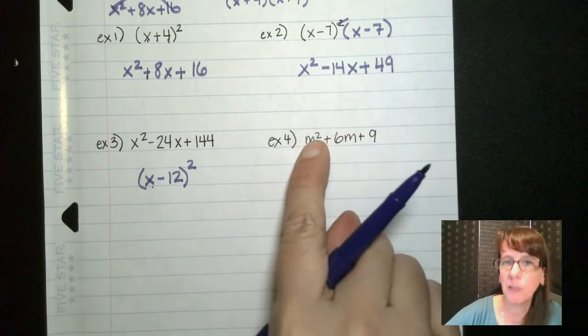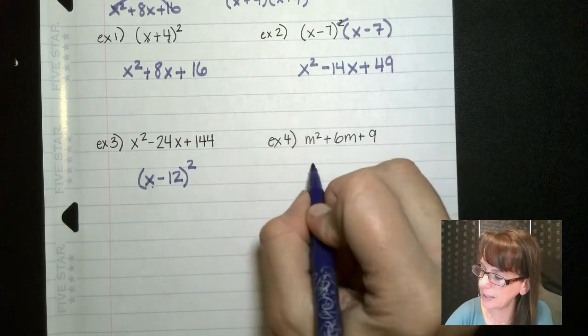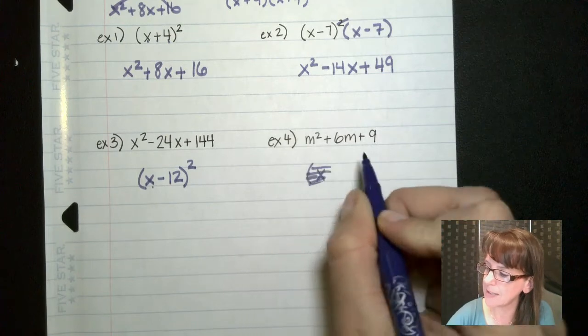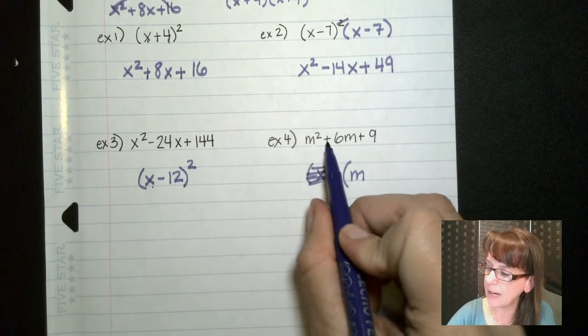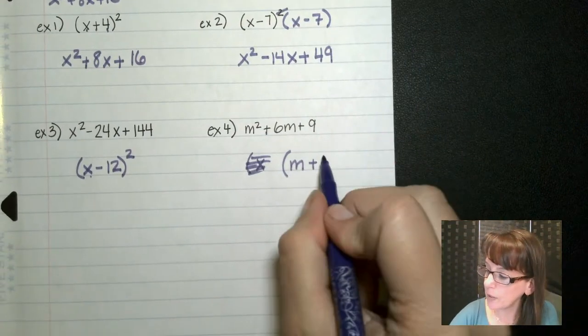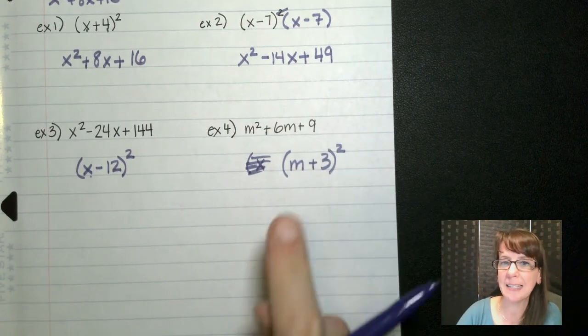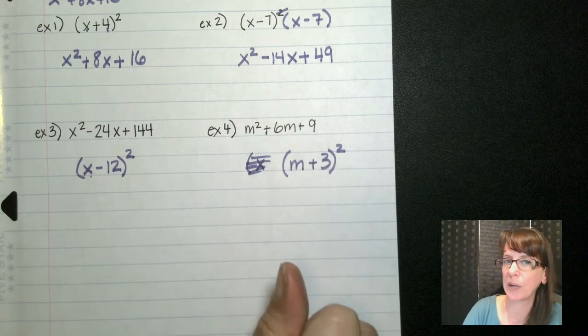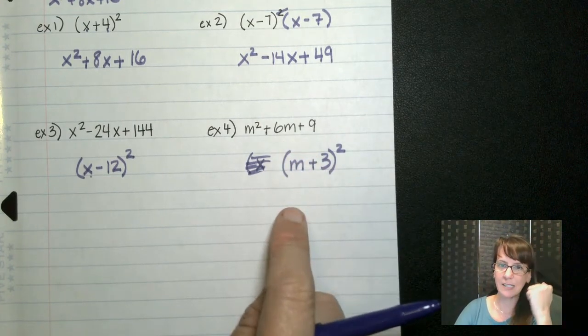Same with this one. I see a perfect square in the front, a perfect square in the back, and I get x. Oh, that's not an x, that's an m. M, and then I use this sign, so plus, and then 3, and I square it. Now I'm going to do a test. M times 3 is 3m. Double it, you get 6m. Yes, I just factored this.